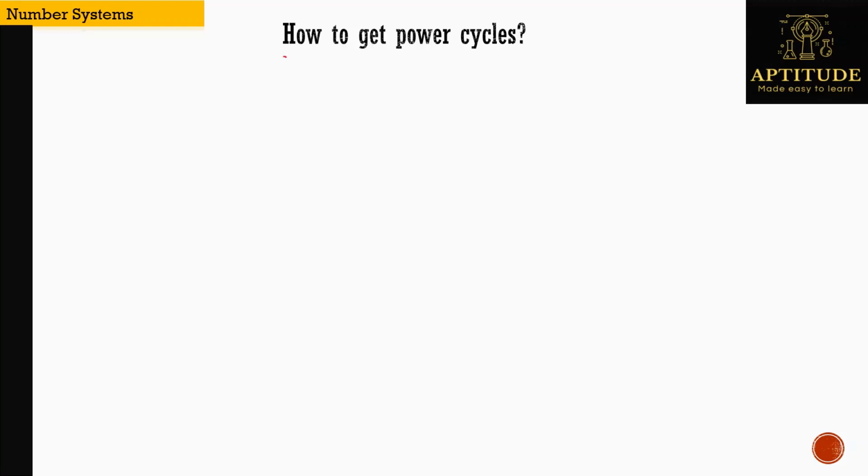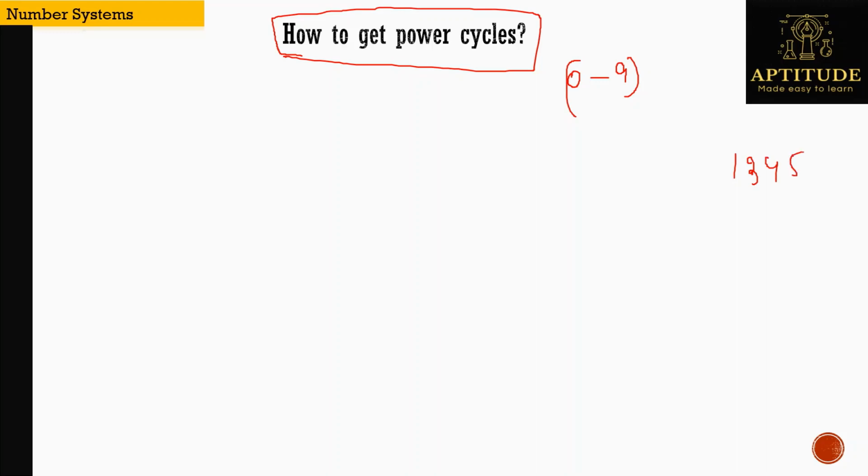How to get these power cycles? As I'm saying, these power cycles are very important. Power cycles are useful for finding unit digits. So how to use these power cycles at all? Obviously we'll be having power cycles from 0 to 9. Why? Because of the power of any number. Even if I have a number like 1345, obviously this ending value should be a single digit, like power 256 I can consider. Even if this number is in thousands, my power always depends on this last digit.